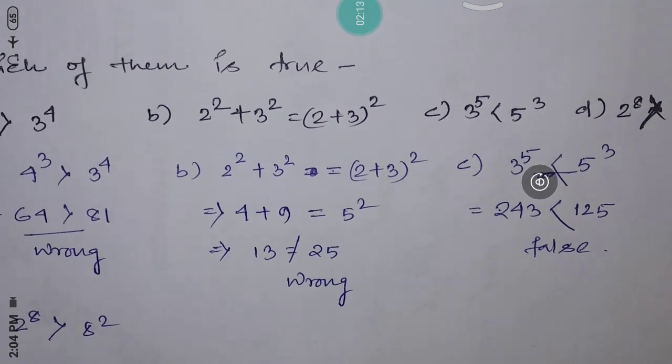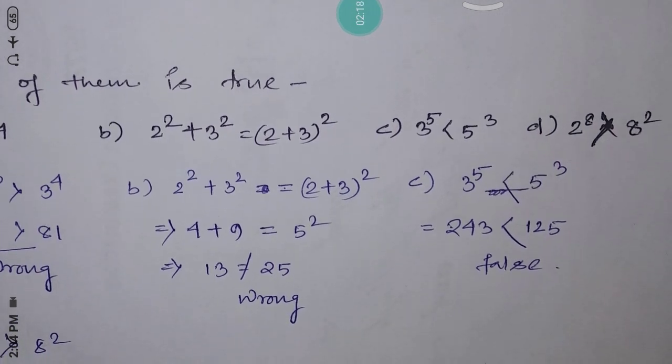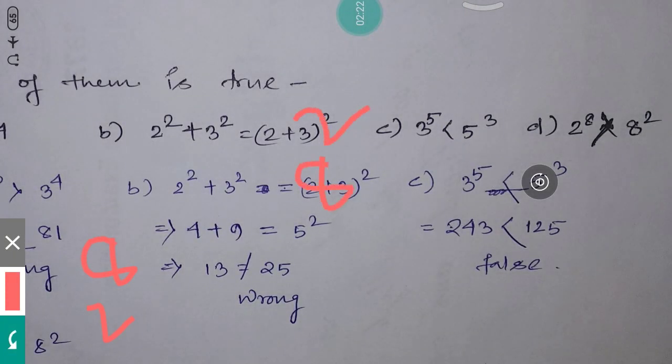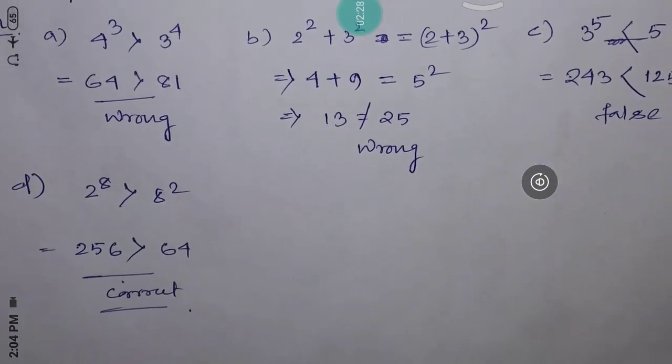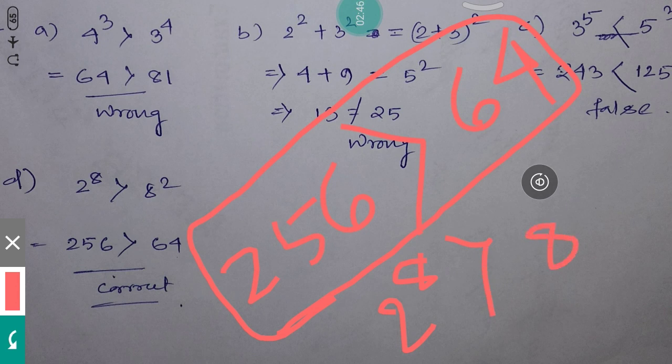Now check D option. Option number D, it is given 2 power 8, and it is given 8 square. 2 power 8 means how much? 2 power 8 means 256, and 8 square means 64. Which one is greater? This one is greater. So check the option. Option only it is given like this, 256. That means 2 power 8 is greater than 8 square. So is it true? So this is the true option.